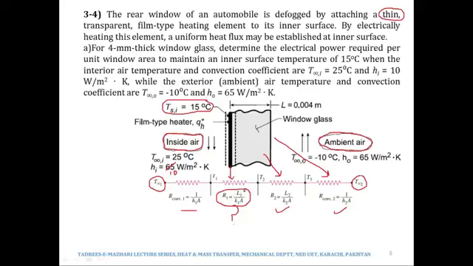So if the numerator is very small, what would happen to the resistance? Resistance would have a very small value. So what this word thin is telling us is to neglect this resistance, because it is so thin that its resistance would be negligibly small. So therefore our thermal network will be reduced from 4 resistances to 3 resistances.